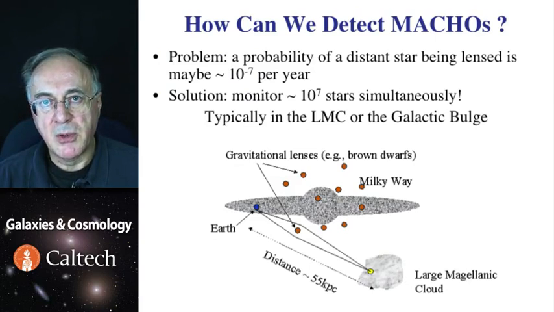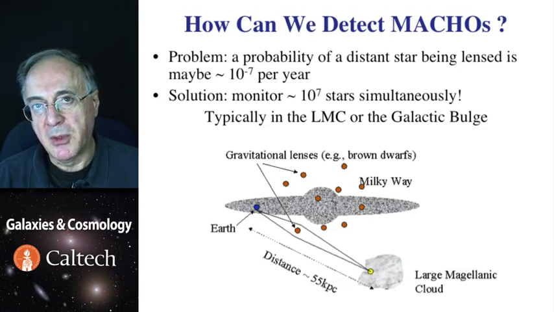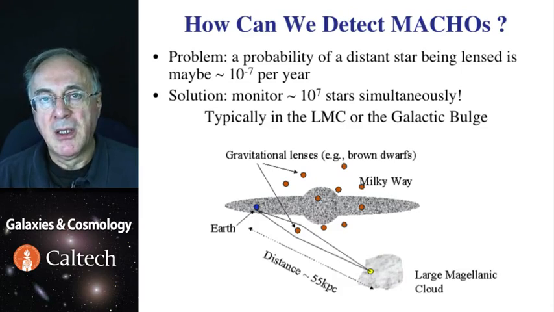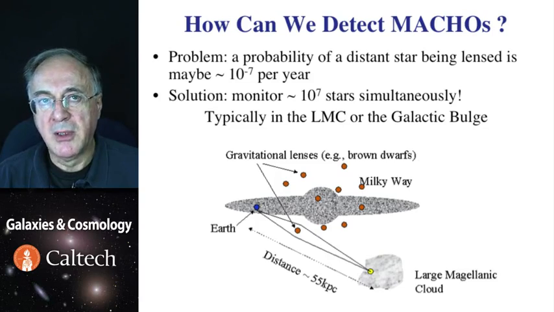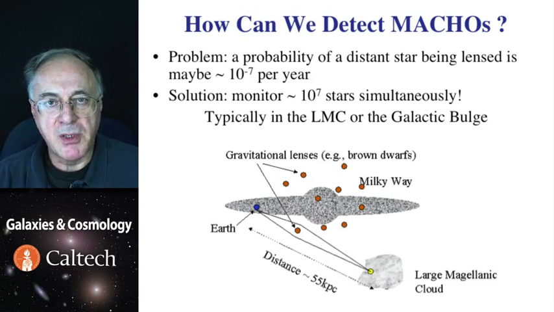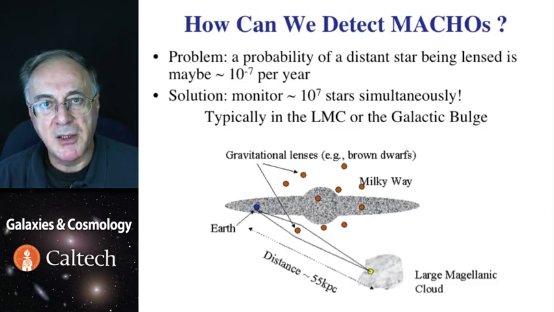And one good solution was to look towards the Large Magellanic Cloud, which is about 50 kiloparsecs away, where many, many stars can be in the same field of view, and then monitor for a while looking for such events. This was done by a team called MACHO, for Massive Compact Halo Object, and also another team called OGLE, and since then many others. So if the probability of seeing lensing happen to any given star is about 1 part in 10 million per year, then you better look at tens of millions of stars. Another possible direction is towards the galactic bulge, where a large number of galactic stars will be seen.